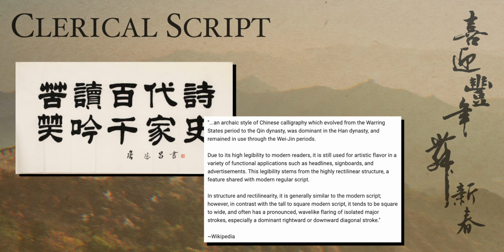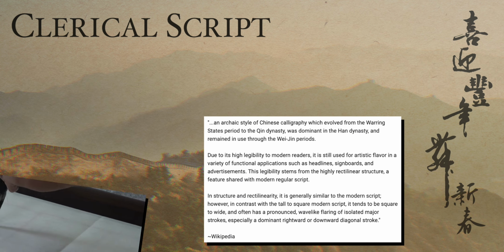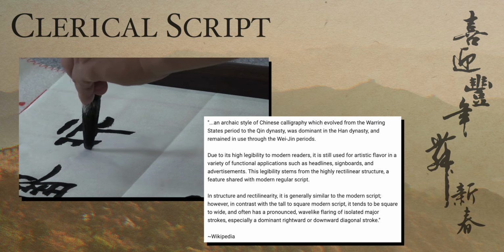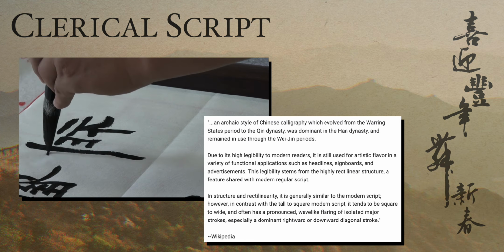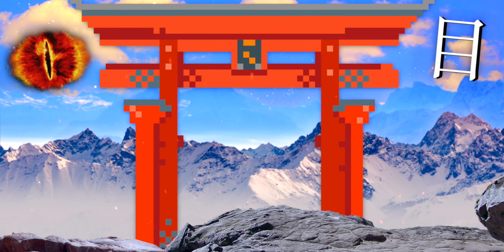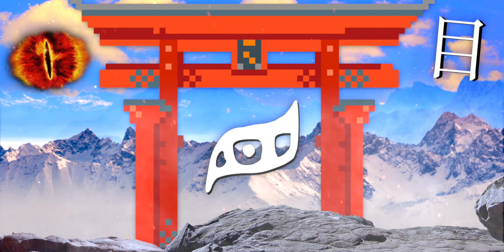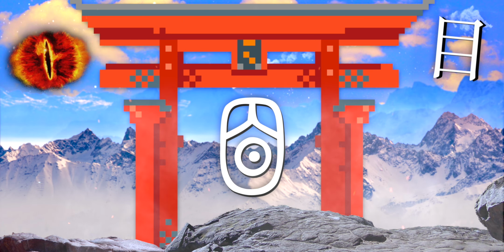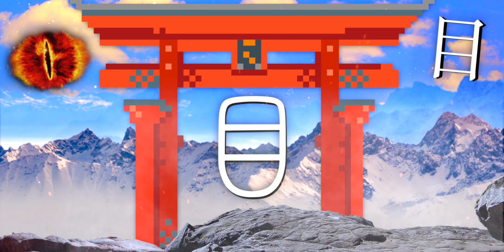A transition to a more rectangular design and less rounded strokes with the intention to make the characters easier and faster to write. Lastly, this is the character for I. It didn't evolve a lot from the seal script, and that's why I couldn't find how it exactly looked in the clerical one, but you get the idea, right? This is probably my favorite evolution, by the way. I love the bronze inscription.